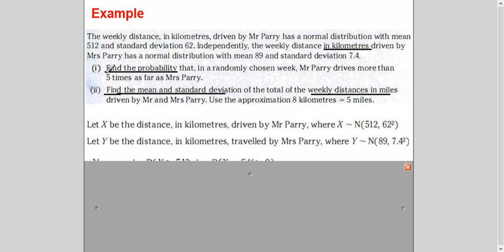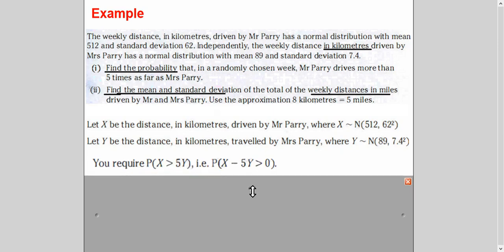The first part of the question is saying find the probability that in a randomly chosen week, so this information is about a week by the way, Mr. Perry drives more than 5 times as far as Mrs. Perry. So what is the meaning of this? That x is greater than 5y, because x is representing Mr. Perry and y is representing Mrs. Perry. So x is greater than 5y, and this will become x minus 5y greater than 0.